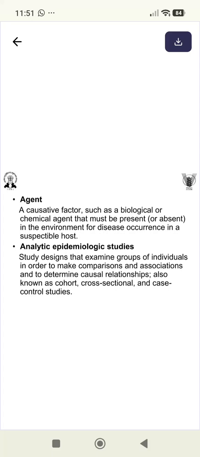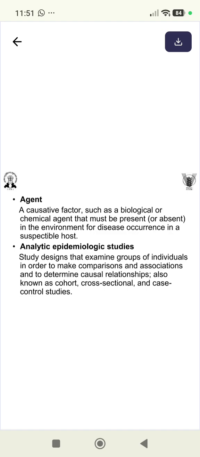Today we will see about the epidemiological terminology. First is the agent. Agent is a causative factor, such as a biological or chemical agent, that must be present or absent in the environment for the disease occurrence in the susceptible host.